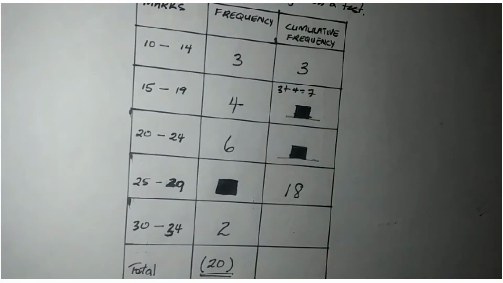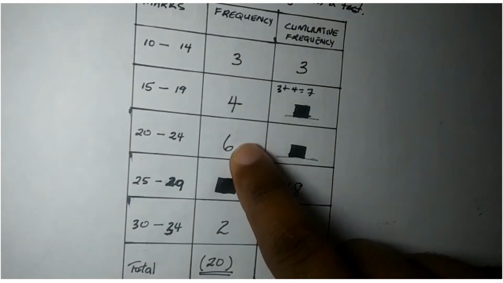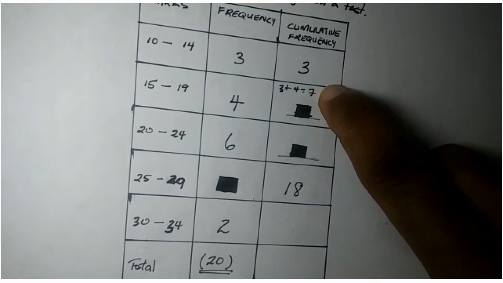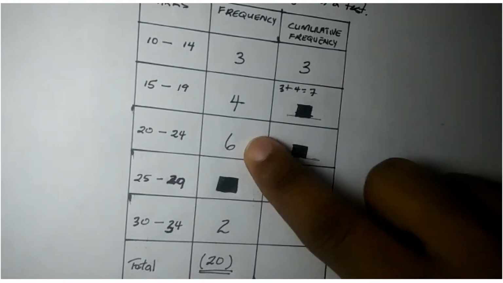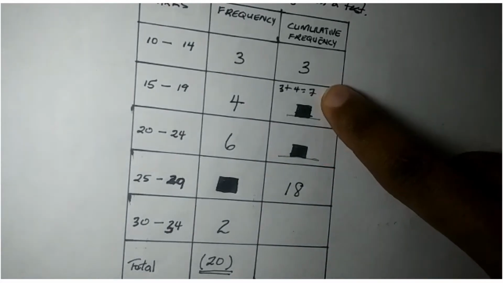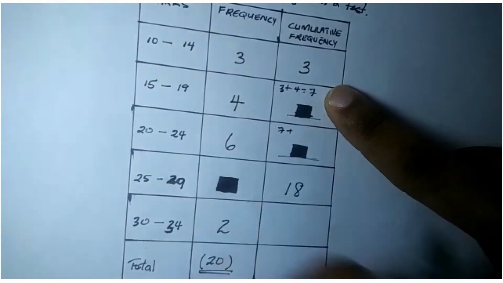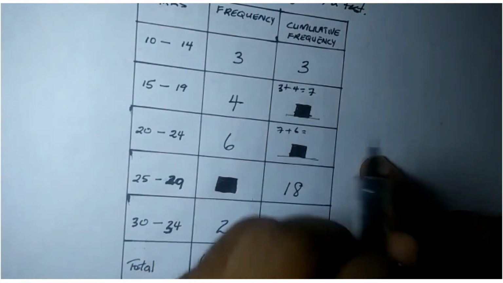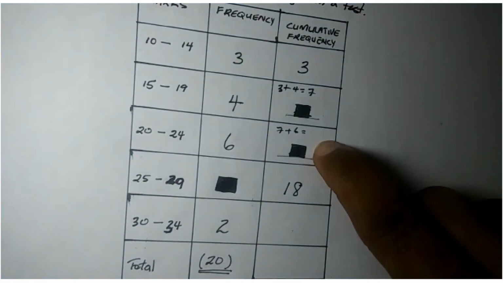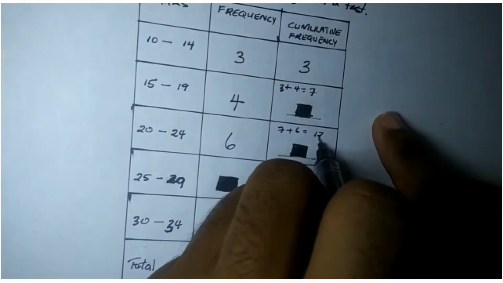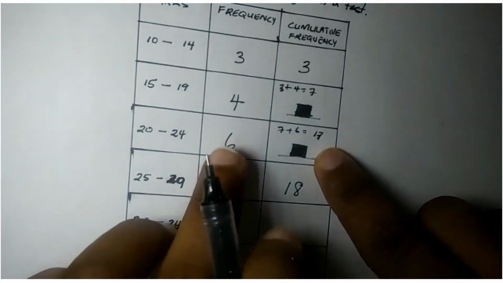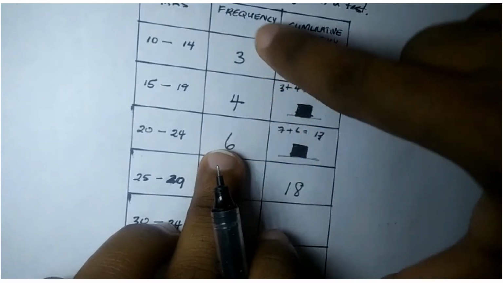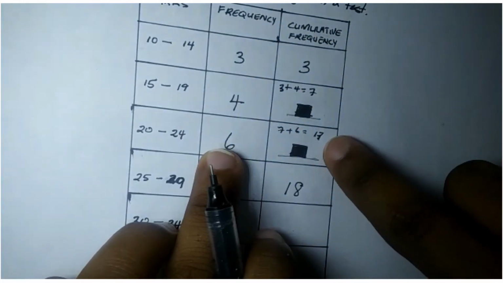Remember, the cumulative frequency is your previous cumulative frequency plus your current frequency. Our previous cumulative frequency would have been 7, and I'm adding to that the current frequency of 6. So 7 plus 6 is 13, so 13 must go inside of this box. And if you add it up, watch what happens: 3 plus 4 are 7, 7 plus 6 are 13. So basically we're adding, coming down, and putting the total here.